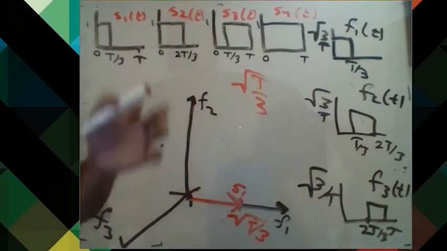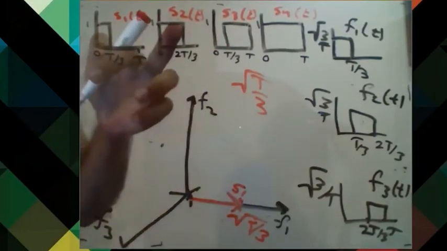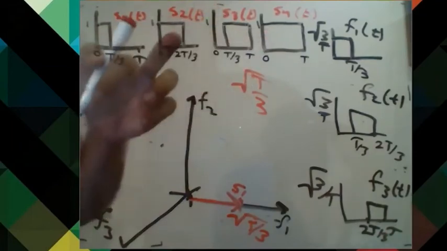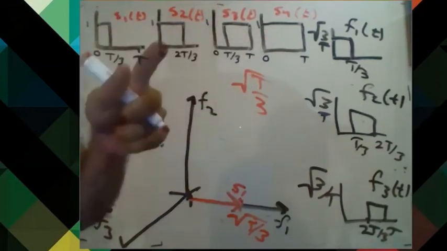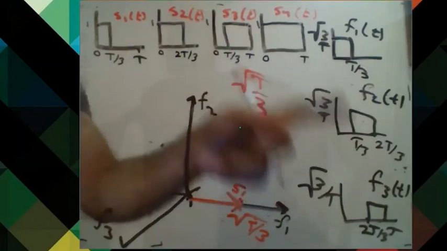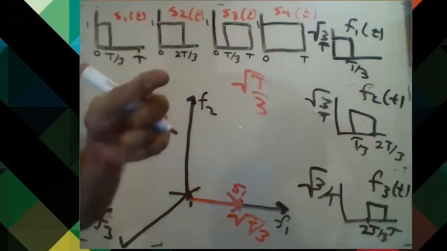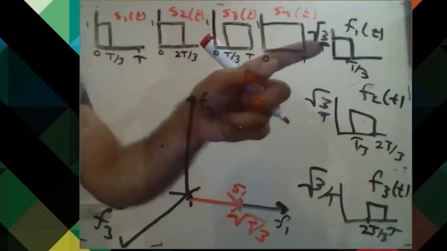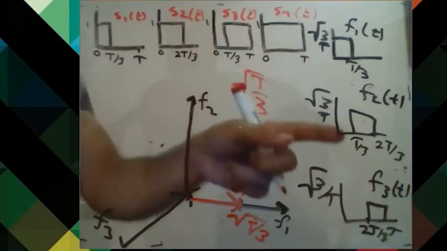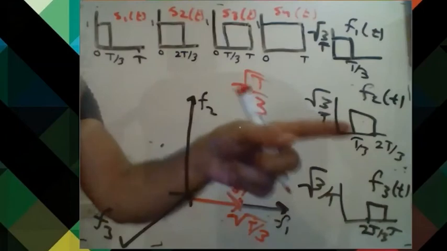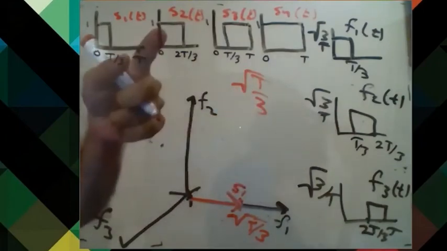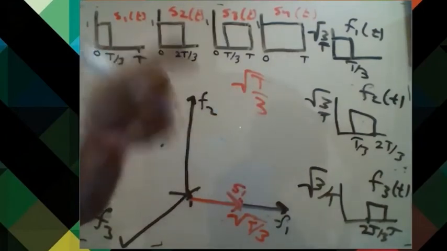Okay, now it's very easy to draw S2, S3 and S4. I will draw S2 as well. S2 is a sum of these two signals. If we add these two signals, we will get S2. However, we have to multiply F1 with under root T by 3, and F2 with under root T by 3 to make sure that we get the one magnitude for S2.